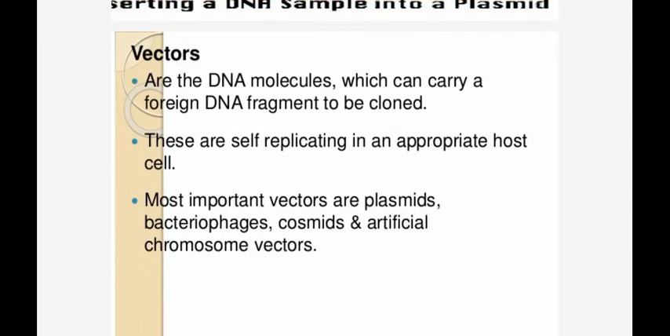Then vectors. Vectors are the DNA molecules which can carry a foreign DNA fragment to be cloned. These are self-replicating in an appropriate host cell. Most important vectors are plasmids, bacteriophages, cosmids, and artificial chromosome vectors.